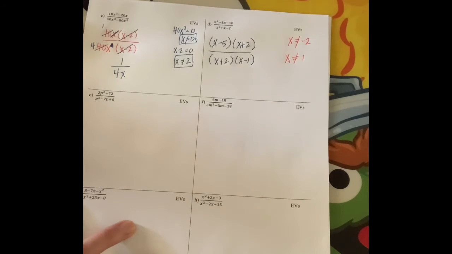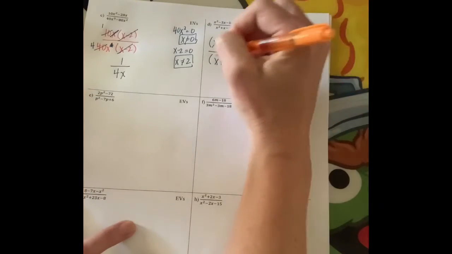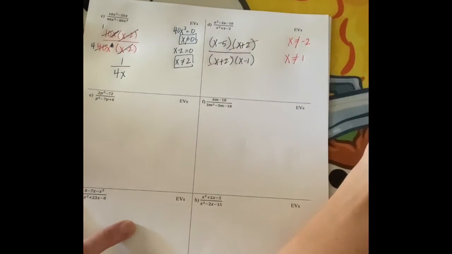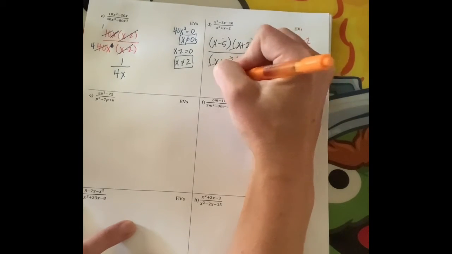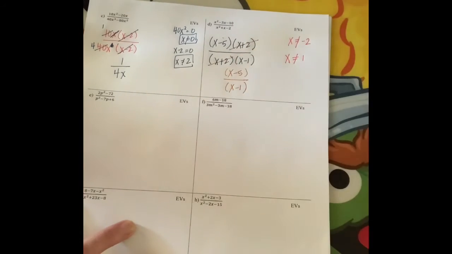When I cross out my common factors, I've got x plus 2 and x plus 2. These are common, so they'll cancel. X minus 5 over x minus 1.